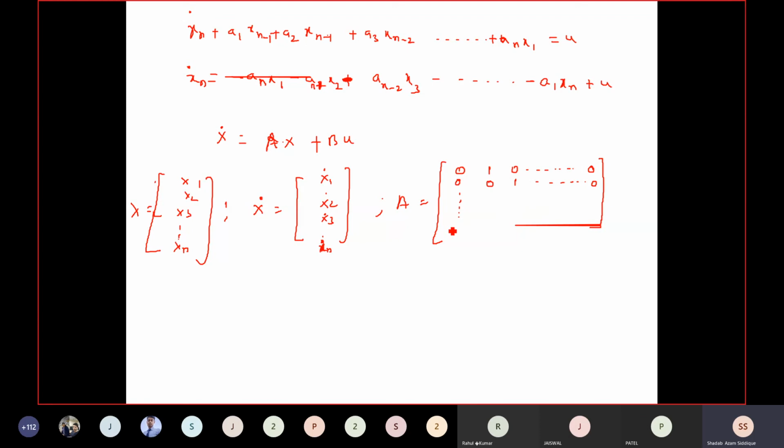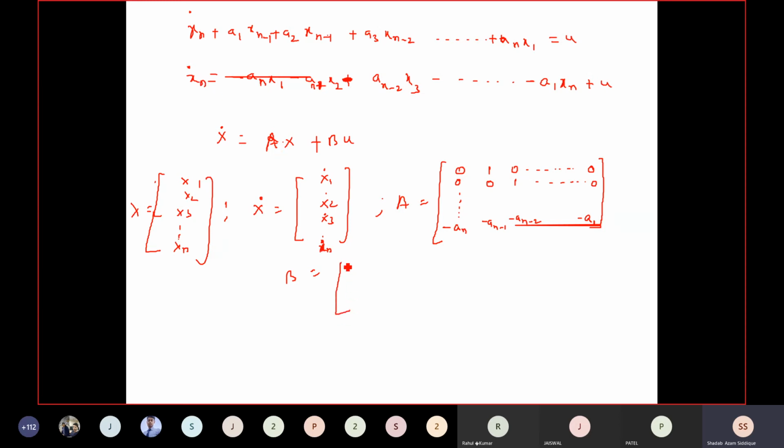Similarly we can find the last row. What is xn dot? xn dot is equal to minus an, minus an minus 1, minus an minus 2, and the last entry is minus a1. So this is nothing but the A matrix. Now for b: b is associated with u, and u appears only in xn, not in x1, x2, x3.